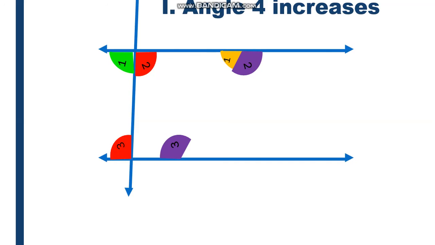First statement says angle 4 increases if we push the transversal to the left side. Let's look at angle 4s, they are these. And we know that the green one is the newest one. And when we look at these angles, we see that angle 4 increases. So the first statement is true.